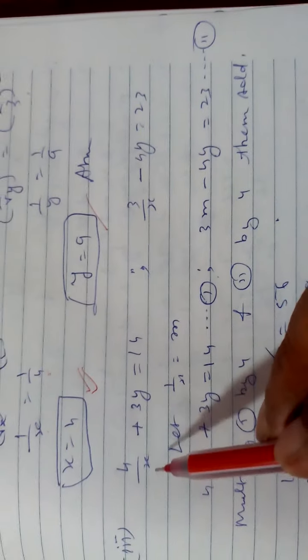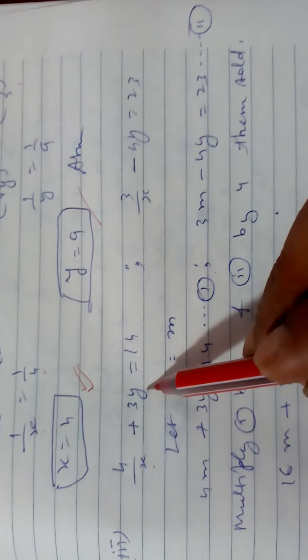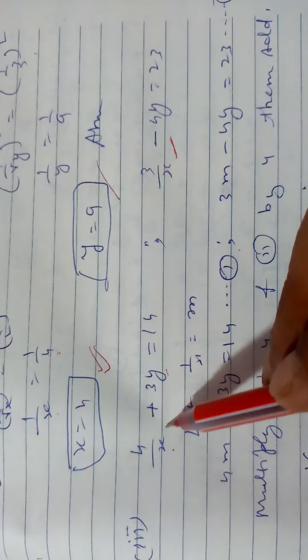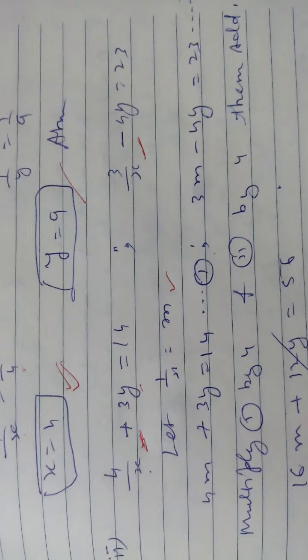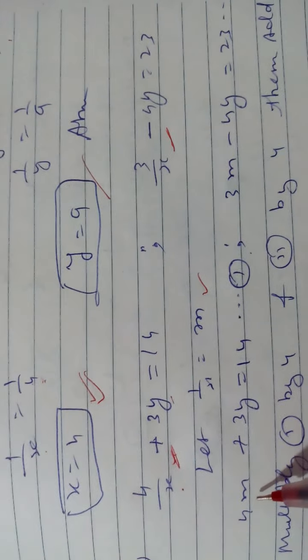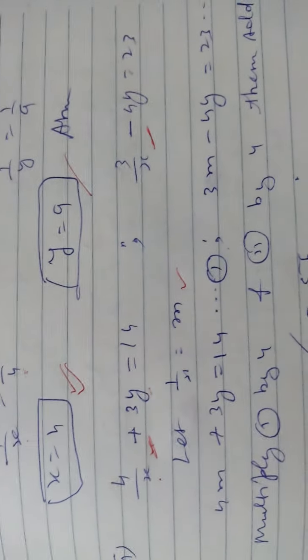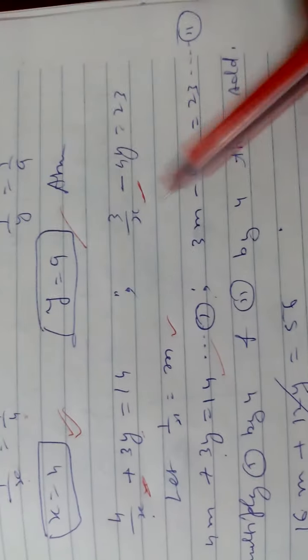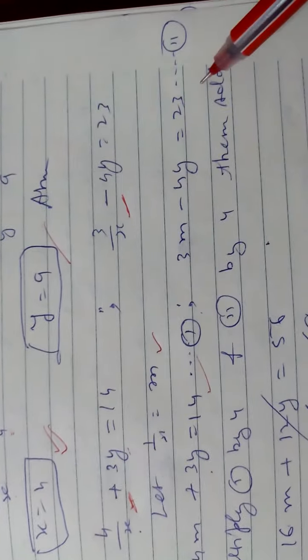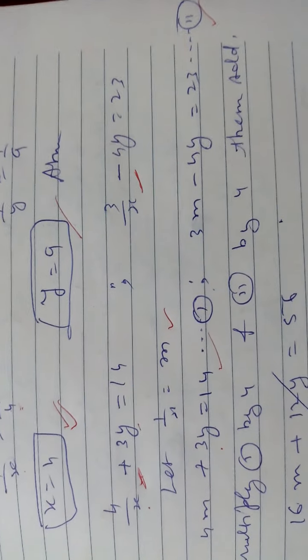Third part has a difficulty because one has a fraction, one is without fraction. In this also one is a fraction, here also one has a fraction. Now only the fraction part you take m. So you are getting an equation which has not x, y, but m, y. 4m plus 3y equal to 14, first equation. 3m minus 4y is equal to 23, second equation.